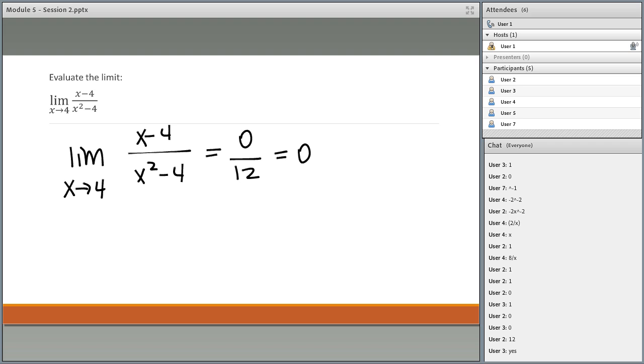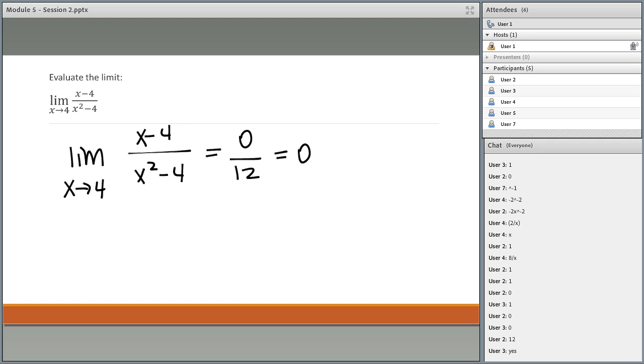Yeah, it is. So I wanted to show you this one because I don't want us to always want to apply L'Hopital's rule, because in fact we can't apply L'Hopital's rule in this case. If we tried, we would get 1 over 2x. So if we did apply L'Hopital's rule and took the derivative of the numerator and denominator, in the numerator we'd get 1, in the denominator we'd get 2x. So when we take our limit, we'd get 1 over 8. And that's not the answer. The answer is 0.